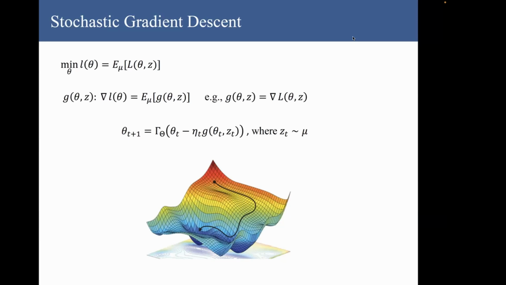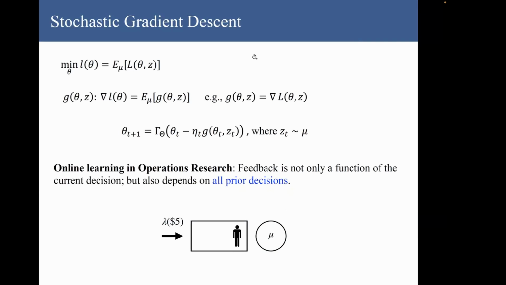But I also came to realize that in the setting that I'm interested in, a lot of the times the feedback not only is a function of my current decision, but it's also affected by my prior decisions. So at a very high level, I'm going to demonstrate this through a simple single server queue example.